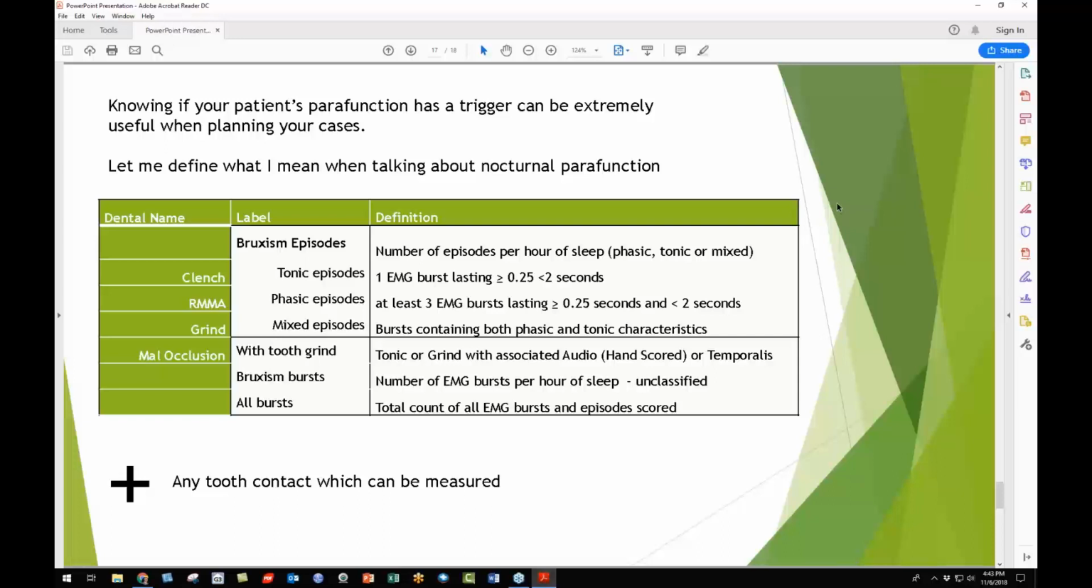Because this research was done from the medical perspective, there was very tight criteria, as there needs to be. We defined them and we measured, and we set up the study to look for these specific things. That left off a lot of parafunction.